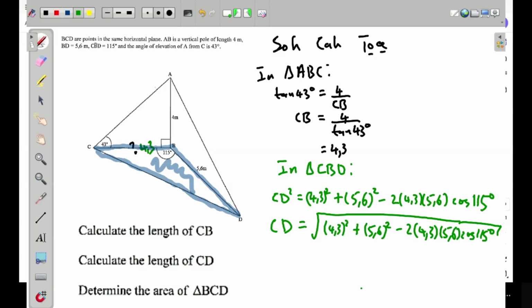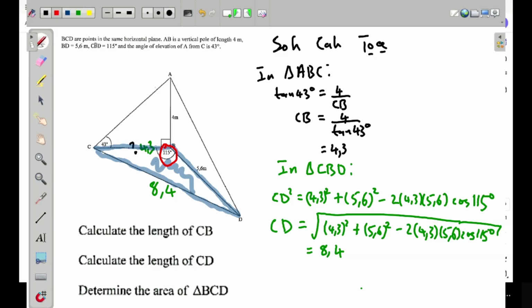Let's see. On my side, I get something like an 8.37, which we can round off to an 8.4, correct, to one decimal place. Now, does this answer make sense? Well, tell you what, 8.4 would make sense because it is opposite the biggest angle in this triangle.